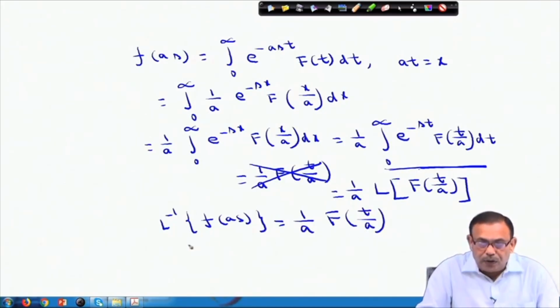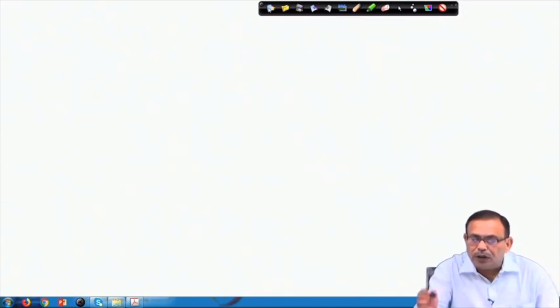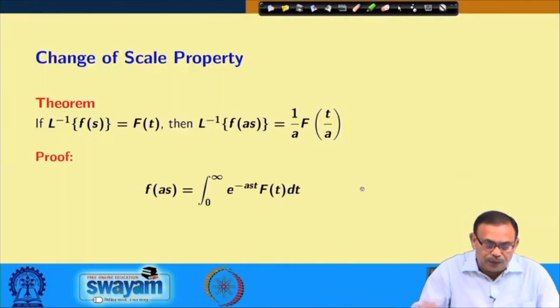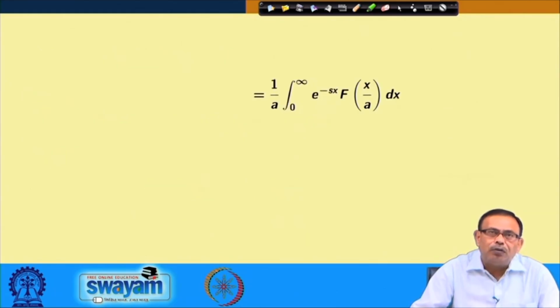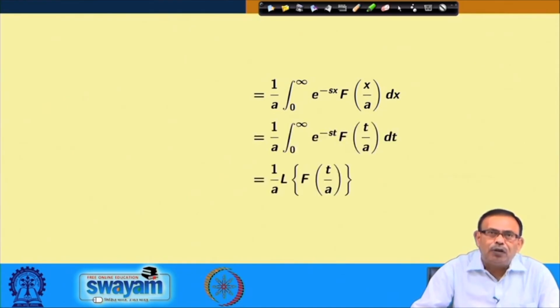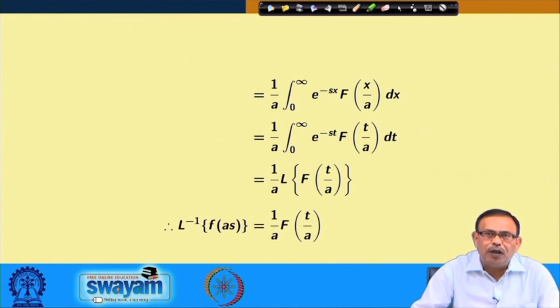Therefore, please note that if Laplace transform of f t is f s, then Laplace inverse of f of a s will be equal to 1 by a f of t by a. Just see the proof once. F of a s is this, so by substituting a t equals x, you obtain this. From here, you can write 1 by a, integral 0 to infinity of this, which is nothing but the Laplace transform of f of t by a. Therefore, Laplace inverse of f of a s is equal to 1 by a f of t by a, which completes the proof of the theorem.